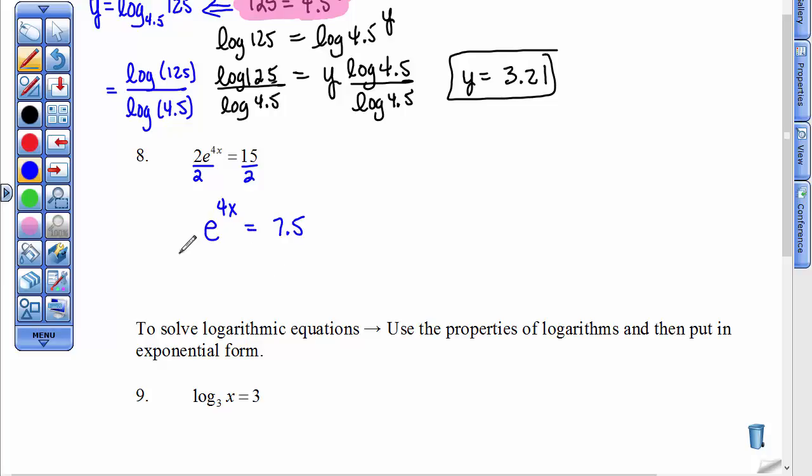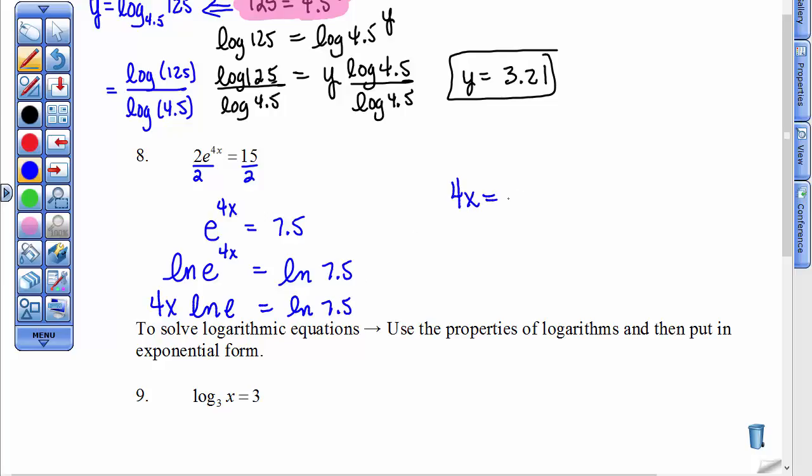Now, I'm going to go ahead and take the log of both sides, but I'm going to take the ln of both sides because I can tell that's going to be easier, because the ln of e is 1. So when I move this down in front, I'll have 4x times 1. And so I just have 4x equals the natural log of 7.5. And then I'll divide both sides by 4, and I find out that x is equal to 0.504. I did check that in the original equation, and it worked.